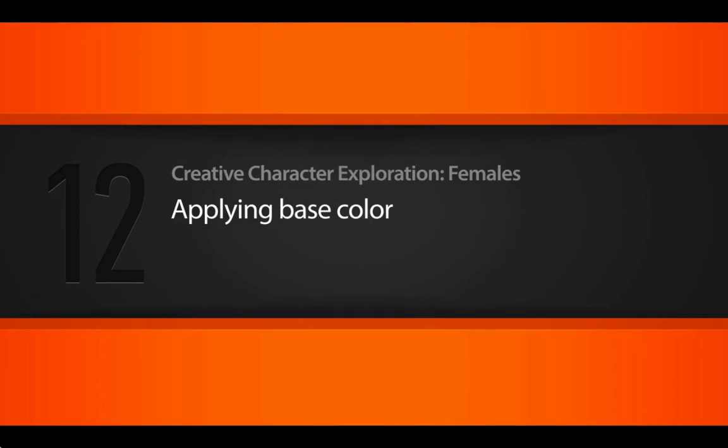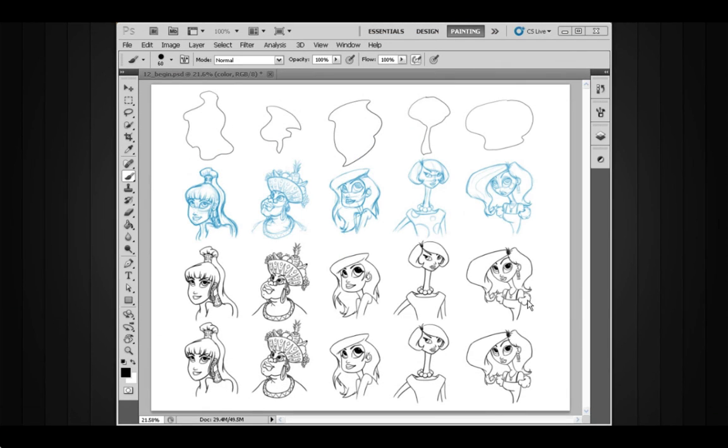In this lesson, we'll begin adding color to one of our character concepts. In the previous lesson, we finished refining the line work for our fifth and final character. Now we're ready to start thinking about color, so I've duplicated our refined line work down here onto a fourth row.